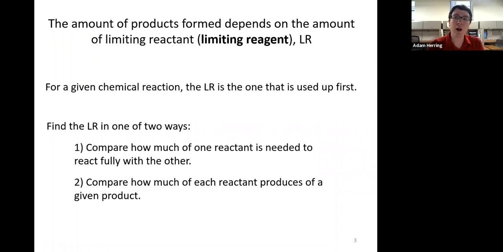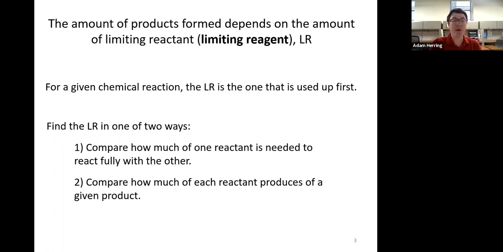So the amount of products that can be formed depends upon how much of each reactant or reagent you have. And specifically, it's going to depend on the amount of the limiting reactant. For a given chemical reaction, the limiting reactant is the one that's used up first. Hence, it limits our productivity. And we can identify the limiting reactant in one of two different ways.